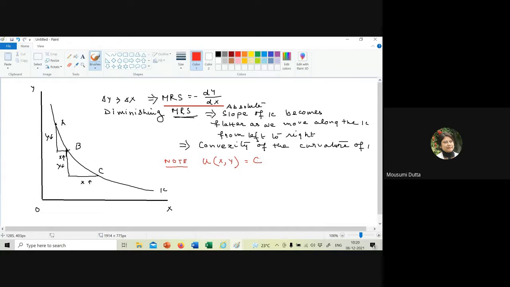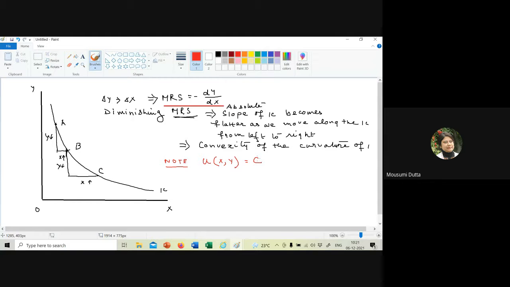So if you look at the diagram, while I'm considering A, B, and C, I'm basically considering different amounts of two commodities x and y. Still, I am on the same indifference curve, which means I am getting similar utility at A, B and C. My utility level remains fixed along a particular indifference curve. So, while writing the equation of the indifference curve, I have to write u of xy is equal to c.